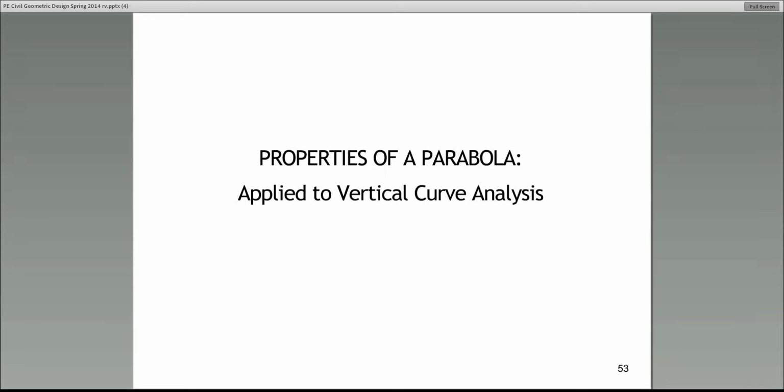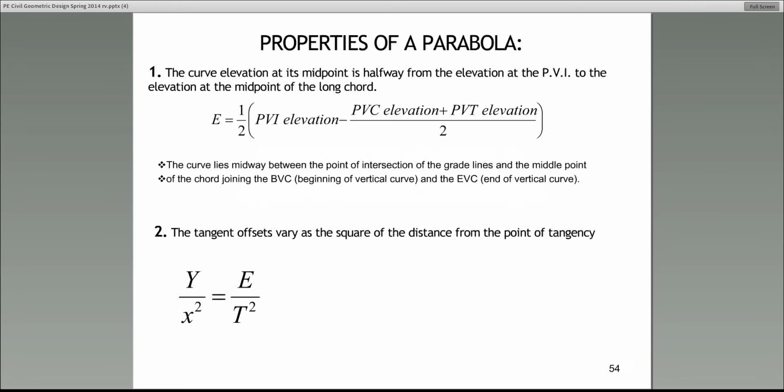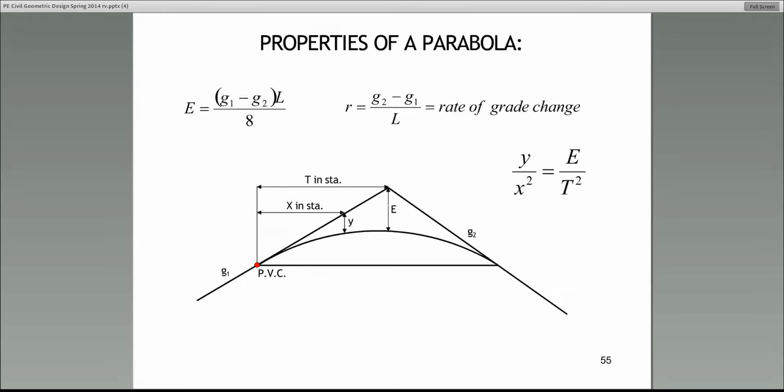Properties of a parabola. These equations, don't get confused by these. Tag this page because we'll come back to it, and you can refer to it later. But I want to go forward to slide 55. This is very important. I'm going to stay on this for maybe 1 minute, and then we'll do a problem together, all right?